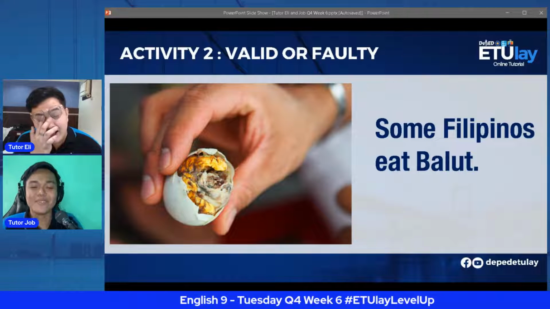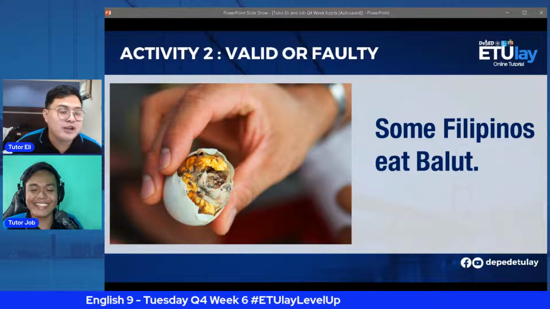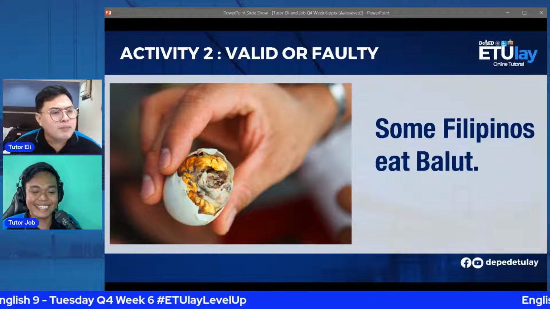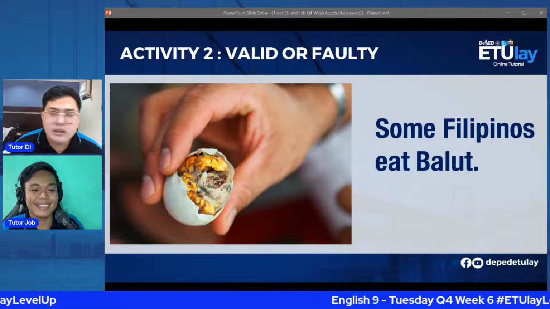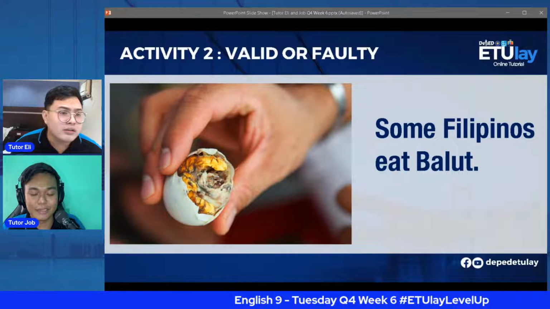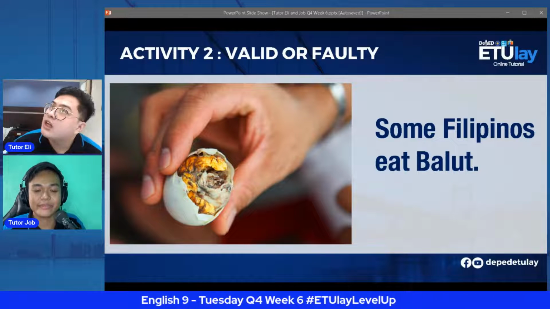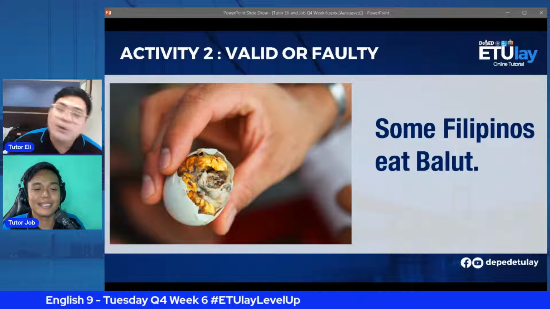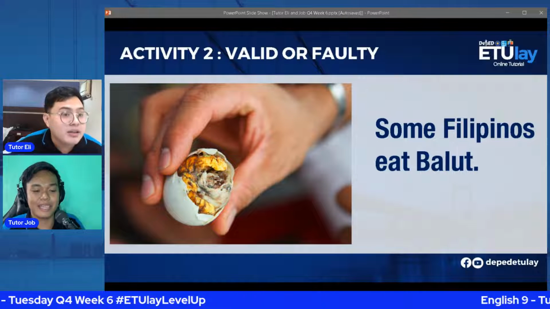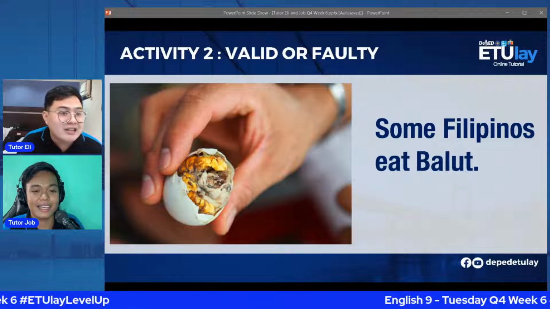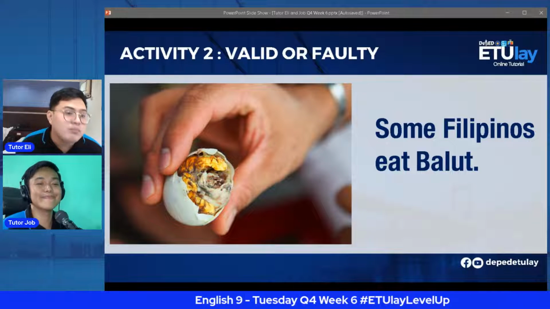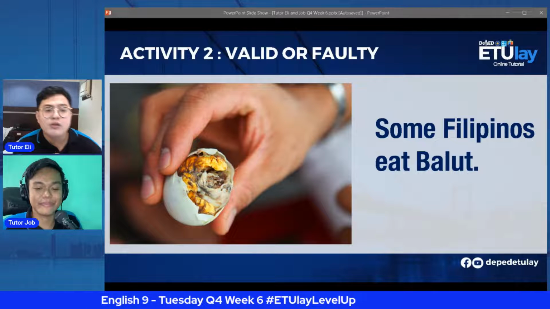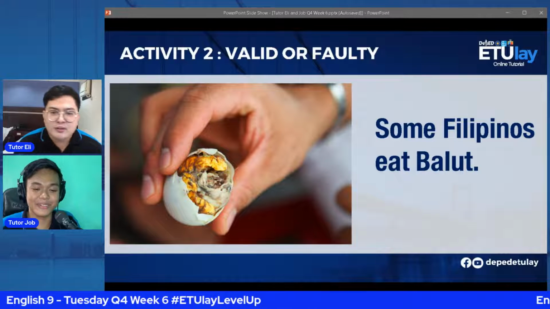It's a very famous delicacy of Filipinos. Yes, they eat balut. Pero ang pagkakaalam ko, balut is not only eaten here in the Philippines. It's common in Southeast Asian countries. They have their own version of balut in Vietnam and Indonesia, I think. Wow, that's good to know.